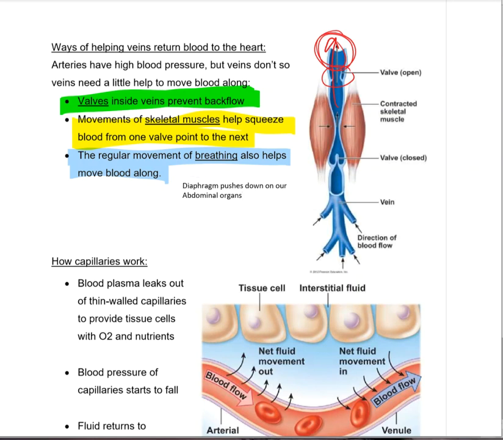These three are important things to know about how veins need extra help. And so they have these three ways of getting blood moving from the low pressure area in the veins back to the heart.